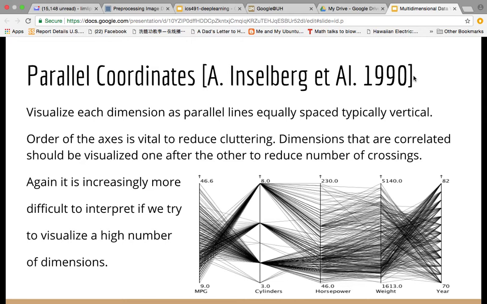For example, here in the video, you have crossings up and down, and you kind of get an idea that cars with high miles per gallon usually have fewer cylinders. Lower miles per gallon has higher cylinders, and the other way around here. But if you choose a different order of the axes, you might lose that totally. And then you have a lot of crossings, and you don't see anything.